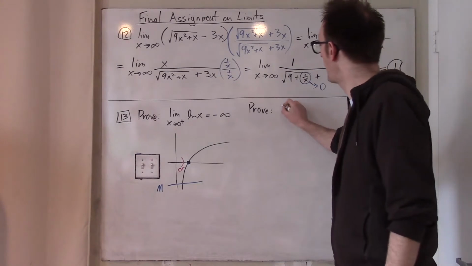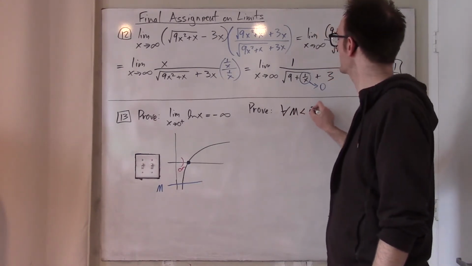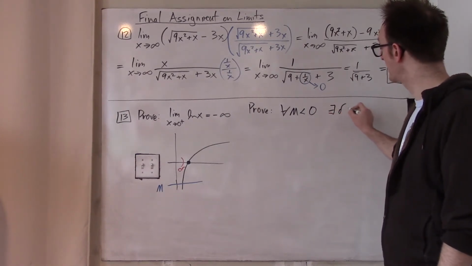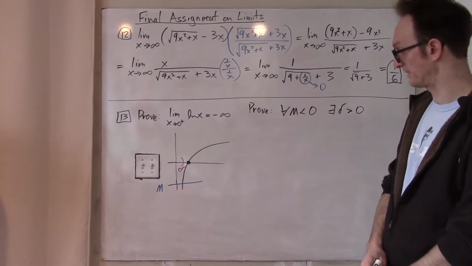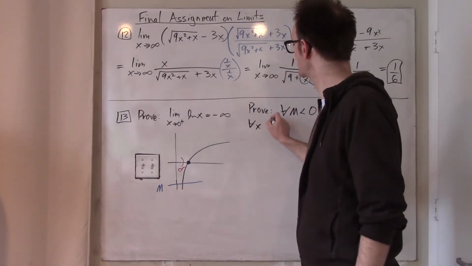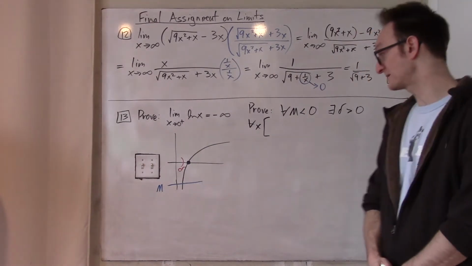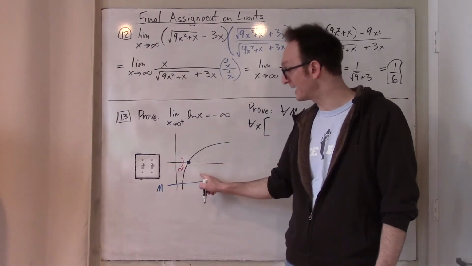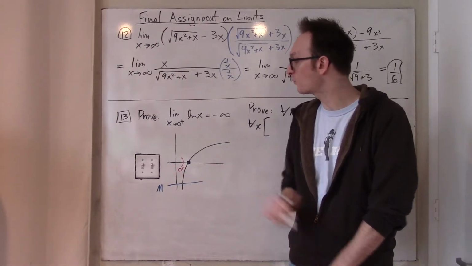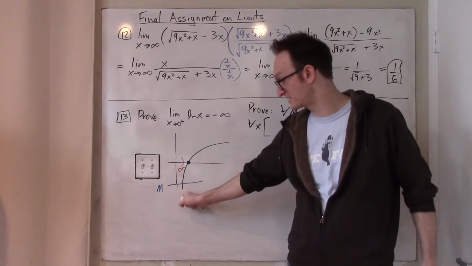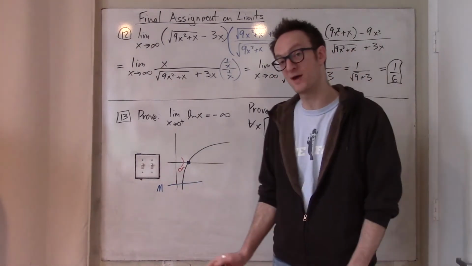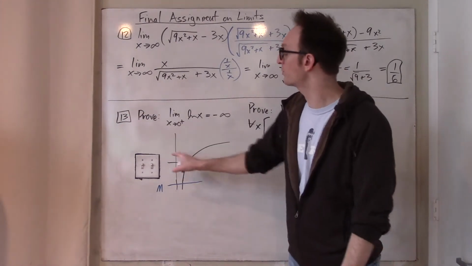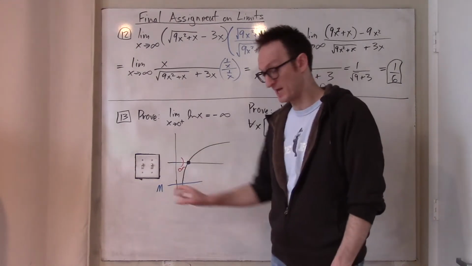We need to prove that for any massively large negative number m, there exists a response. And the response is some positive number delta. And what is true about that positive number delta? Well, it represents how far away I'm allowed to drift from 0 on the right while the outputs of the function are still less than the challenge. Or maybe a better way to put it is, delta represents how close to 0 I must get in order that the outputs of natural log are less than the challenge number.